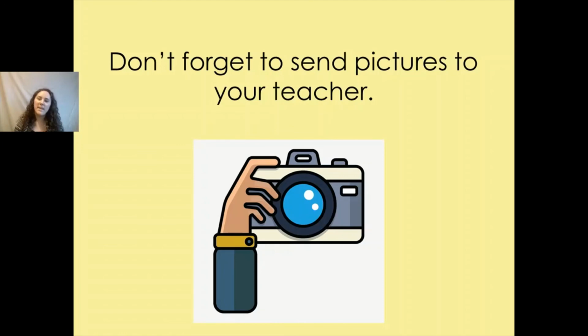Don't forget to send pictures of your amazing patterns to your teachers. I'm sure they're going to be very excited to see.